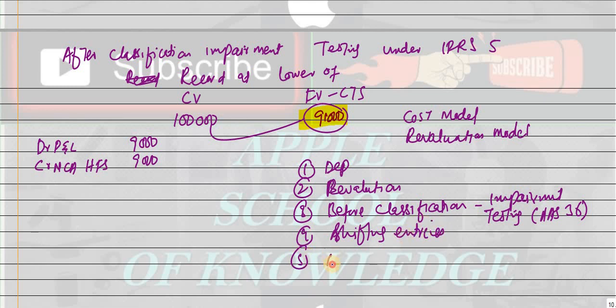And number 5, you have to do after classification impairment testing under IFRS 5. So this is the basic idea on which you have to solve the question.